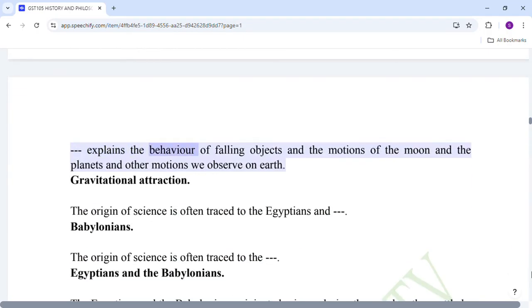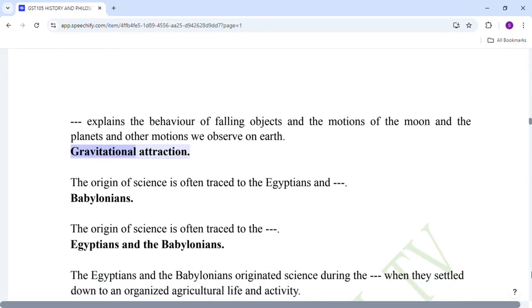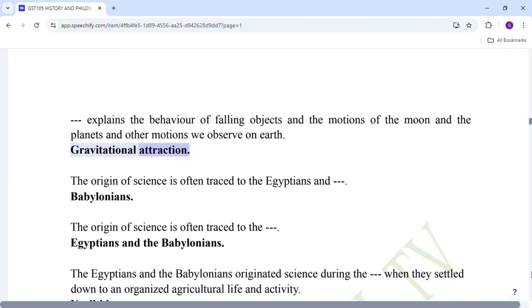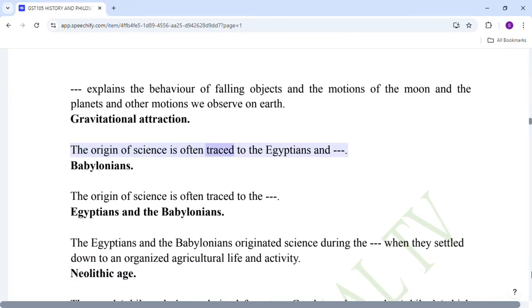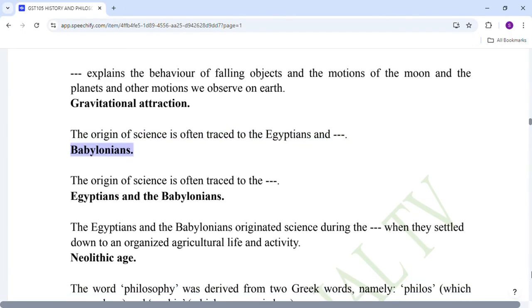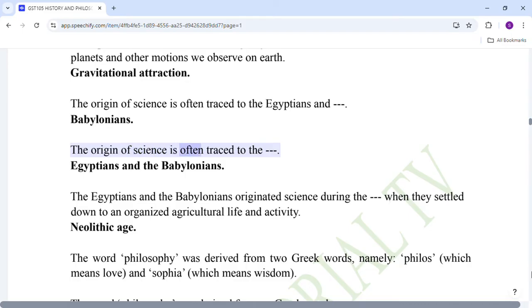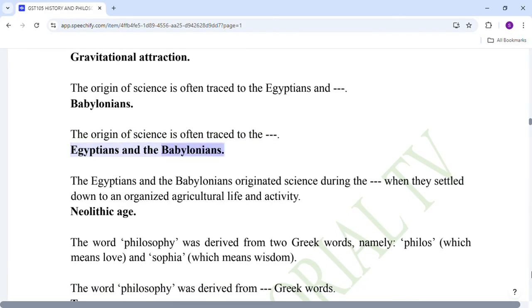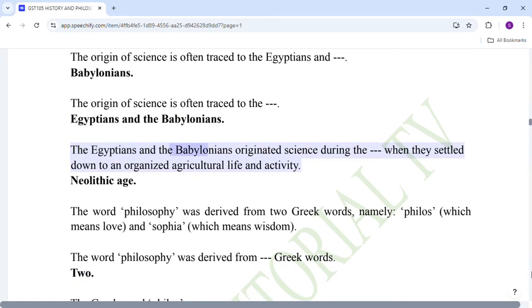It explains the behavior of falling objects and the motions of the moon and the planets and other motions we observe on Earth: gravitational attraction. The origin of science is often traced to the Egyptians and the Babylonians. The Egyptians and the Babylonians originated science during the Neolithic Age, when they settled down to an organized agricultural life and activity.